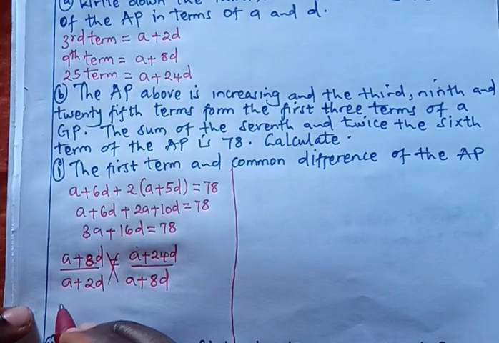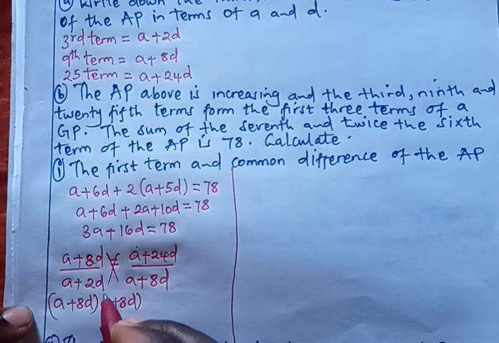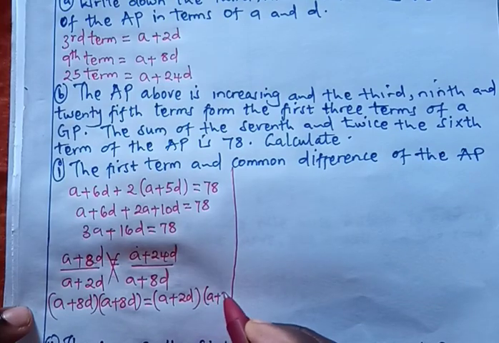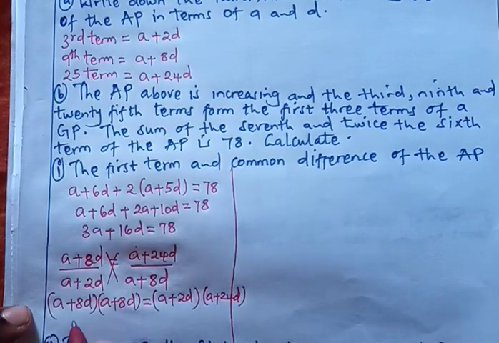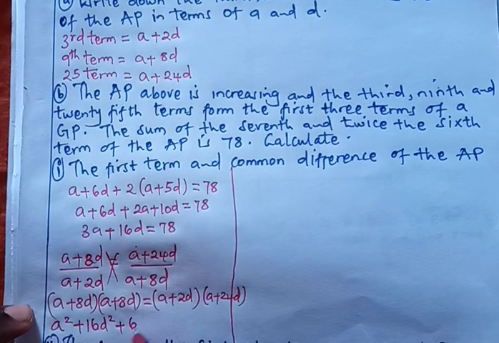It's going to give us A plus 8D. Then you multiply by A plus 8D, and then this must give you A plus 2D. Then you multiply by A plus 24D. If you open the bracket, we are going to have A squared plus 16D squared, then plus 64D squared.